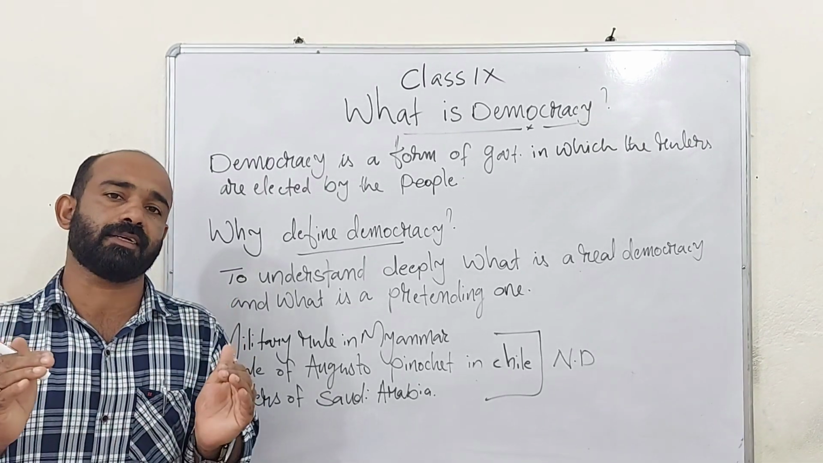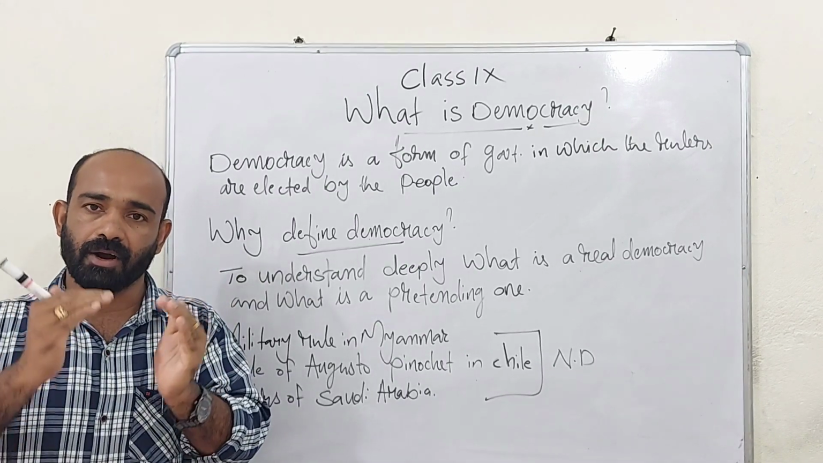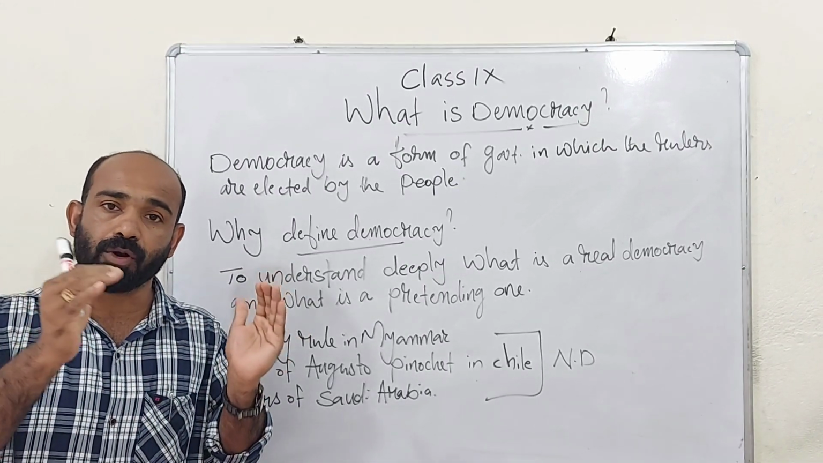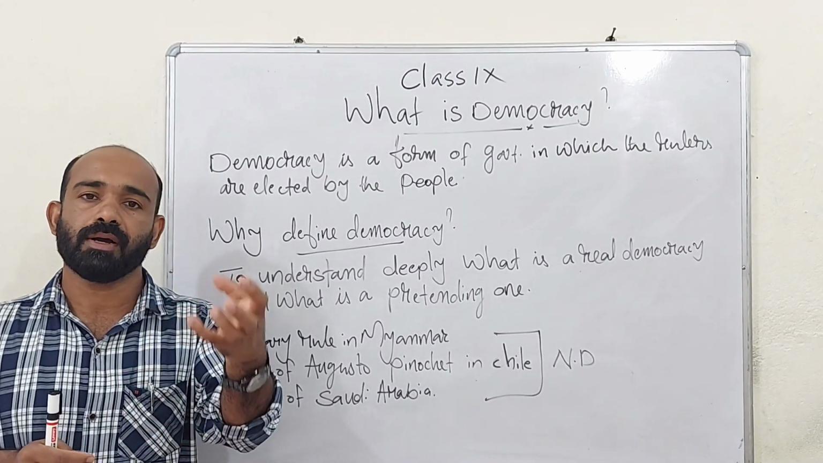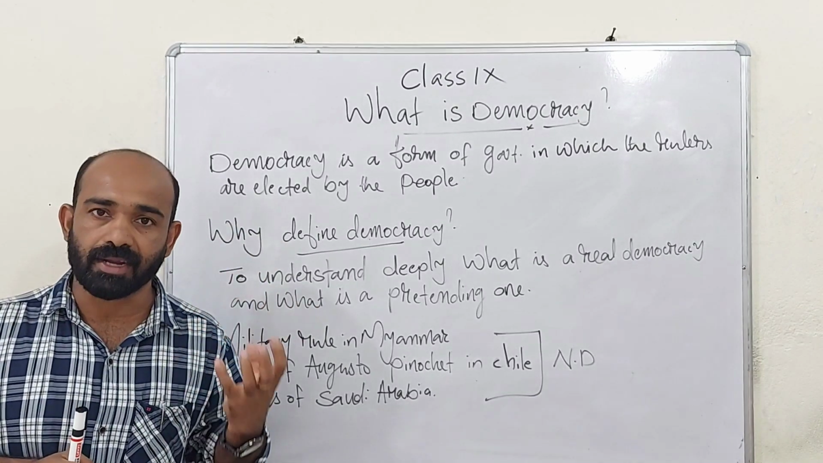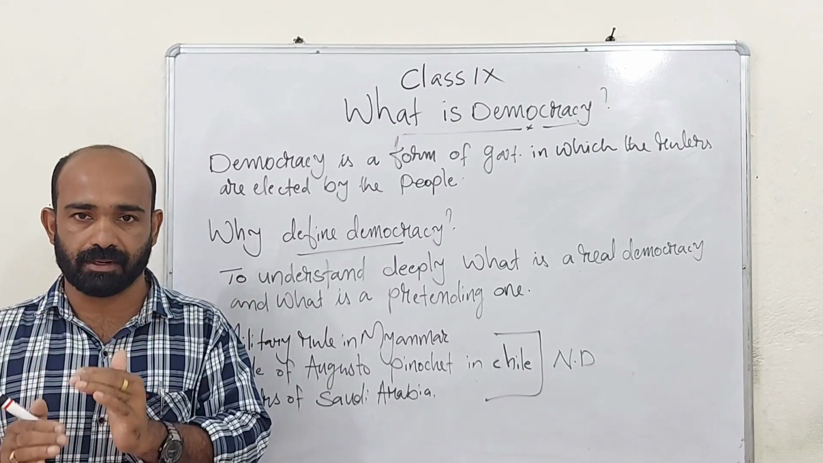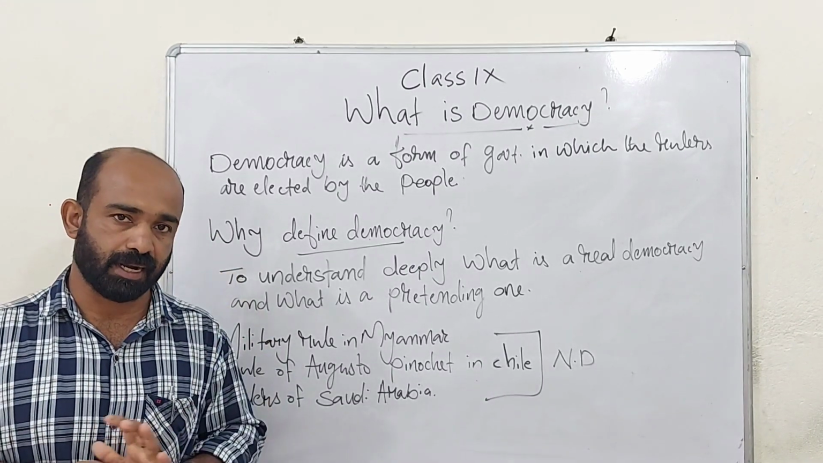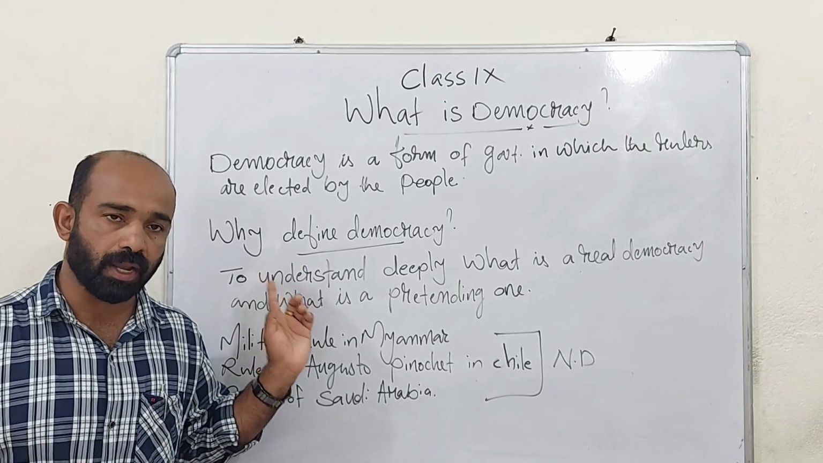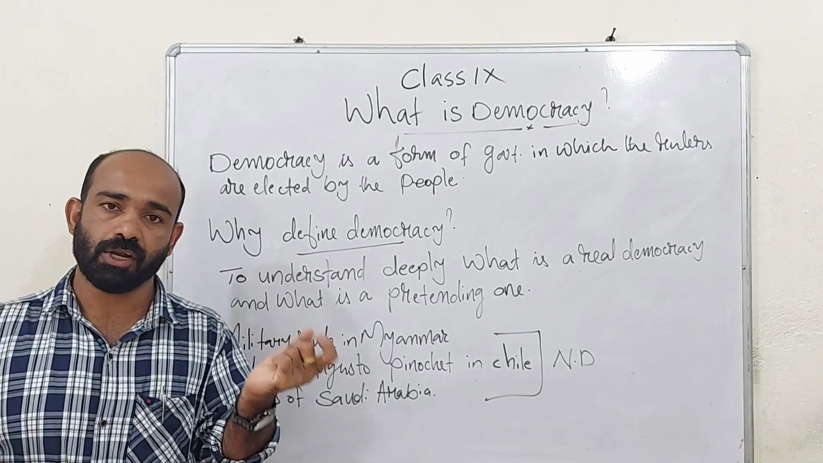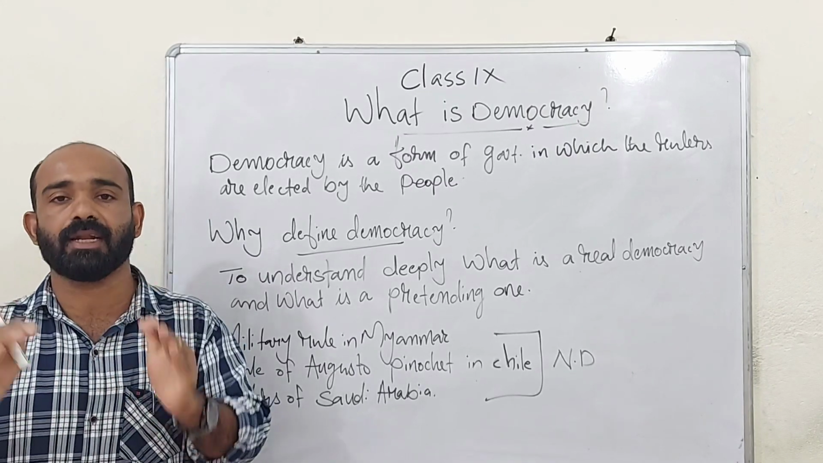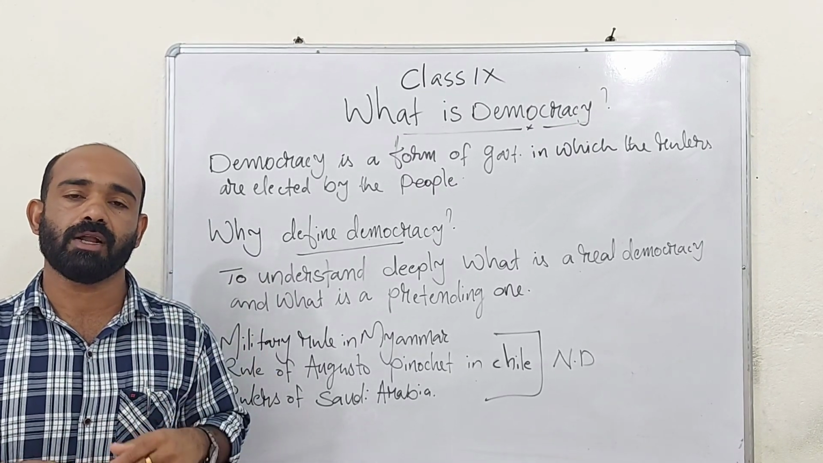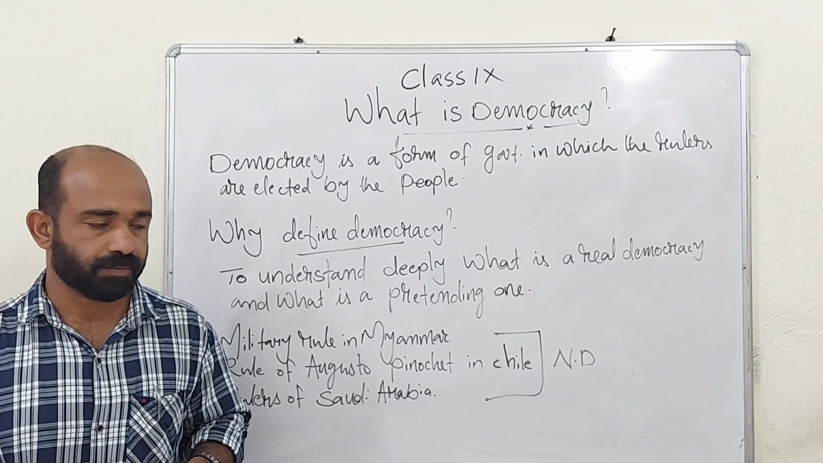They may be conducting elections, they may be following all the procedures, but still they may not be a real democracy because people may not have freedom or elected rulers may not have any right. Such problems may be there. So such countries cannot be called democratic countries. That is why, in order to distinguish which is a real or right democracy and which is a pretending democracy, we should give a definition for democracy.